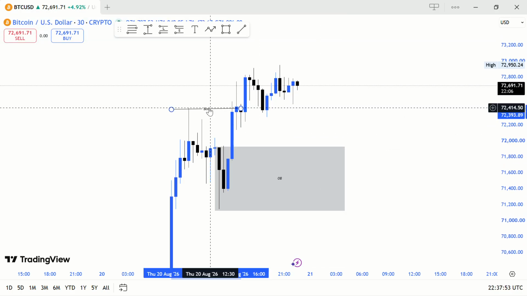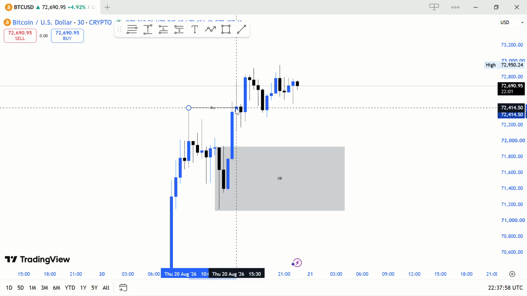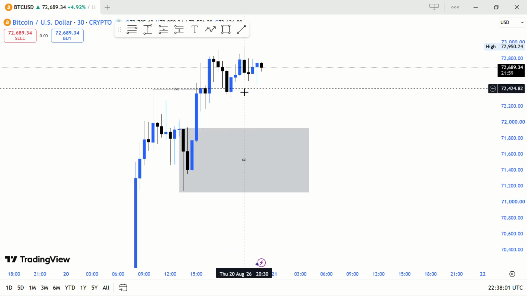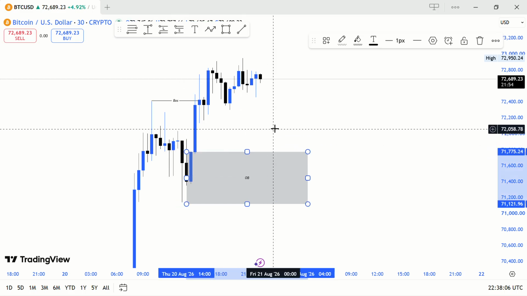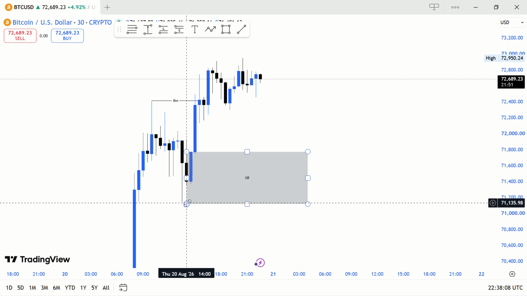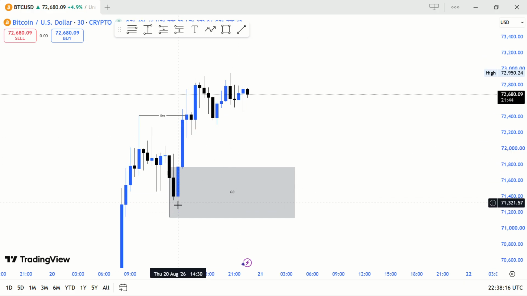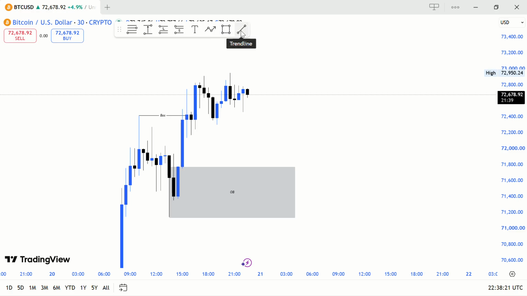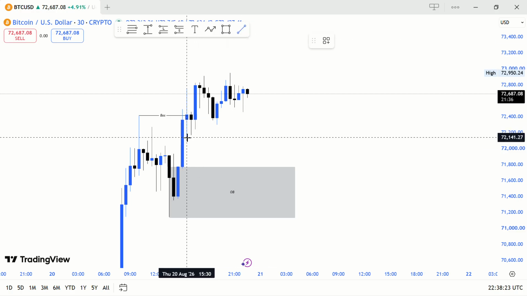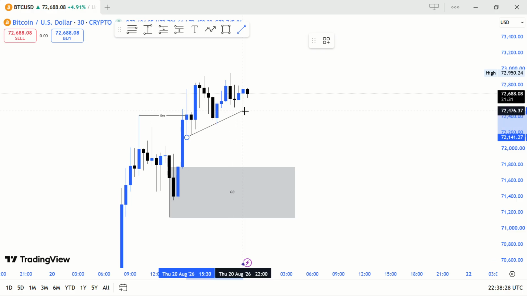For my 30 minutes time frame, let's adjust this. Yeah, for my 30 minutes time frame, we got this to this, because if we are going to be taking a trade, we're going to be putting our stop loss below this weak candle here. So on this, we got a little liquidity. This is a liquidity here.